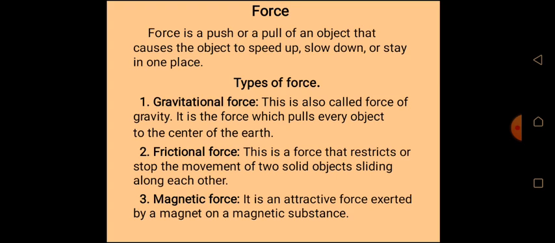Types of force. We have gravitational force. This is also called force of gravity. It is a force which pulls every object to the center of the earth. For example, when a ball is thrown up in the air, it slows down and falls back to the ground. This is because gravity pulls the ball back towards the earth. Everything on the earth is influenced by the force of gravity.